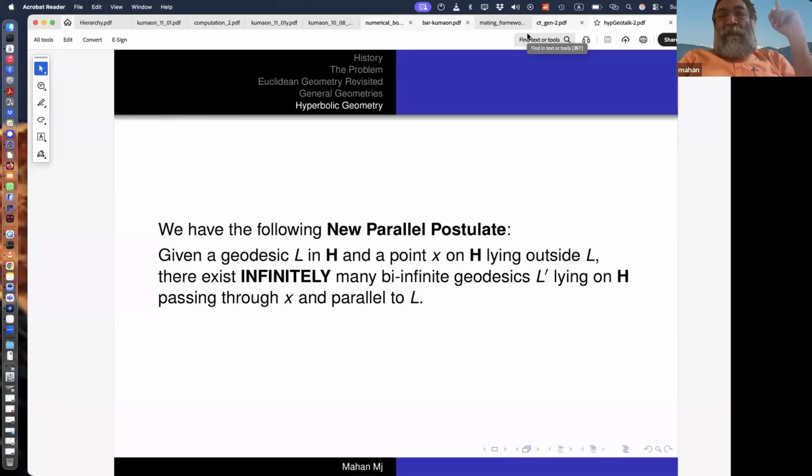Euclid's axiom, what did it say? It says there is one and only one straight line. What are we saying now? There are infinitely many geodesics through this point which do not meet the original one and therefore are parallel to the first one. So what have we shown? That there is this new parallel postulate which hyperbolic geometry defines. And in fact, if you replace the parallel postulate by this new parallel postulate, then the system of geometry that you get is hyperbolic geometry.